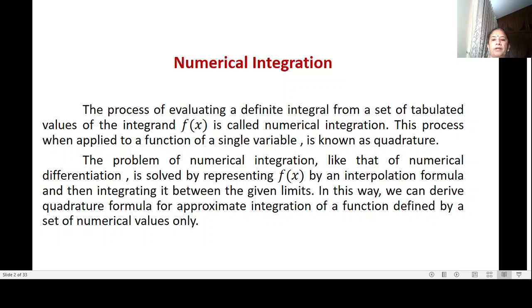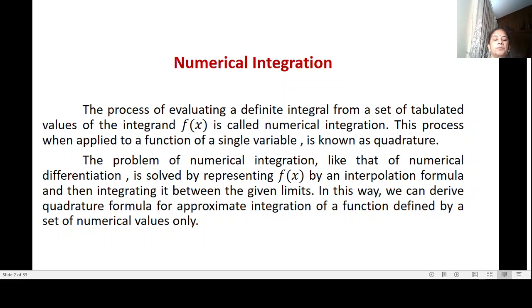The process of evaluating a definite integral from a set of tabulated values of the integrand f of x is called numerical integration. Numerical differentiation we have learned. Similarly, let us see numerical integration. Numerical integration means it's the process of evaluating a definite integral from a set of given tabulated values of the integrand or of the function f of x.